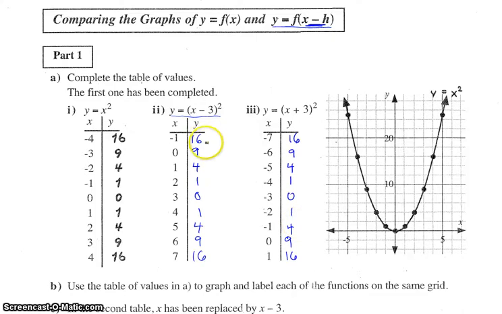Okay, so we filled those in. We should have gotten 16, 9, 4, 1, 0, 1, 4, 9, 16. Did you guys notice when you filled both of those table of values in, we ended up with these original y values? Well, that's interesting. How can we get the same y values? Let's compare the x values.